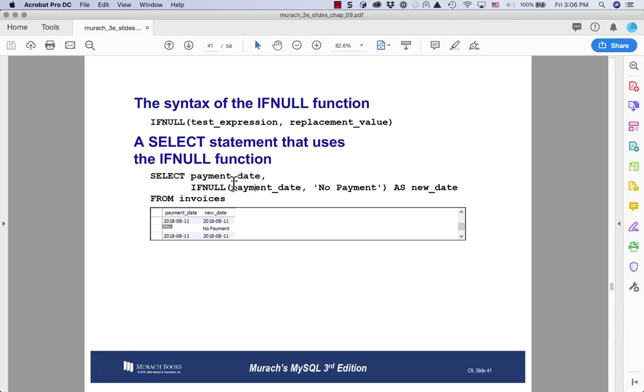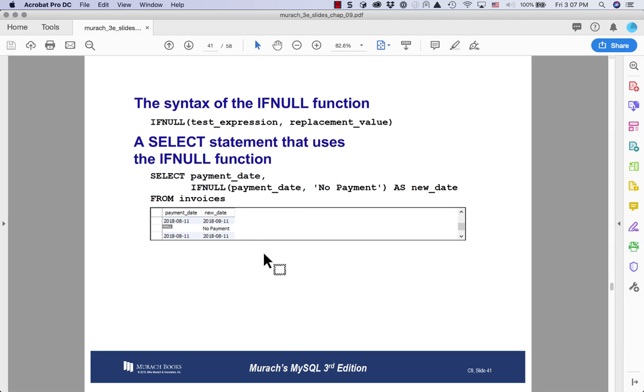so how do we do this? Well, if it's not null, we use the column value. If it is null, we use this no payment string. So here we've got the new date. The first one is not null, so we use the actual date from the payment date column. If it is null, then we say no payment. Again, it's not null, so we use the date from the payment date column. So that's a way to deal with these interpretive issues when we're dealing with nulls.